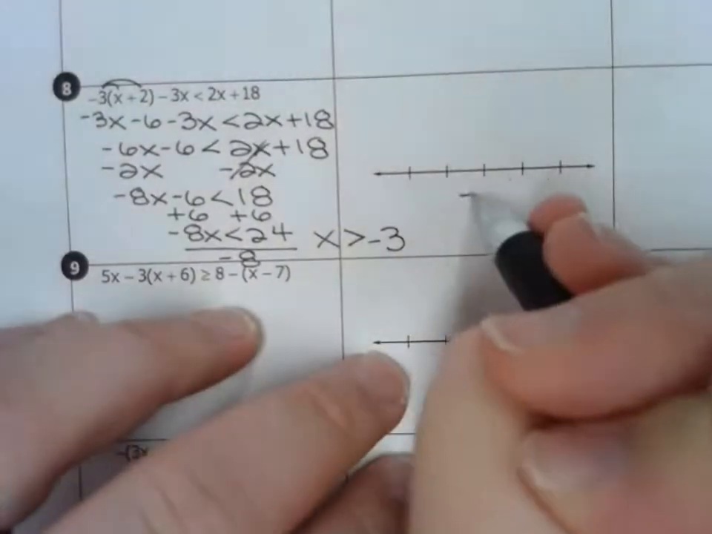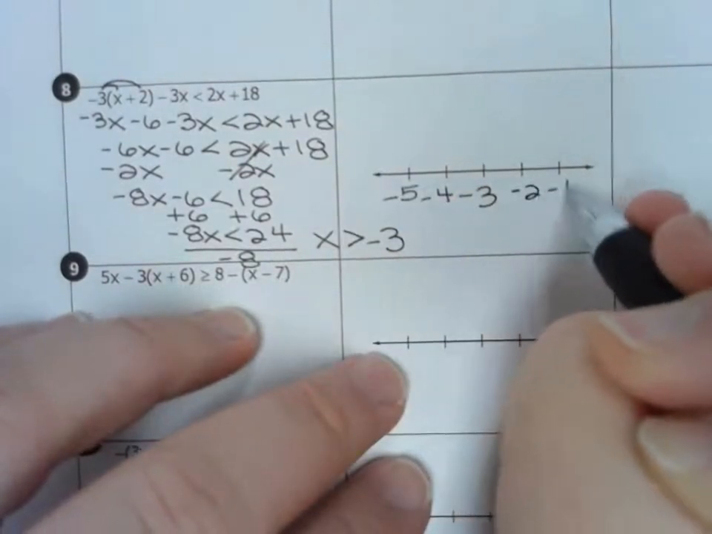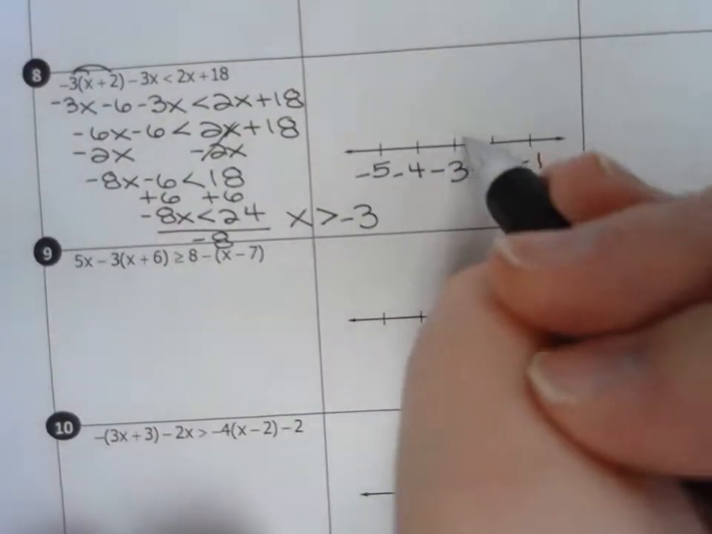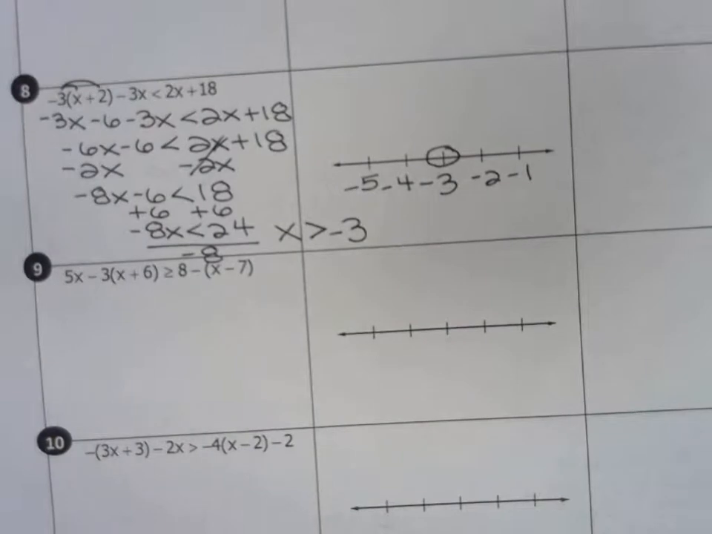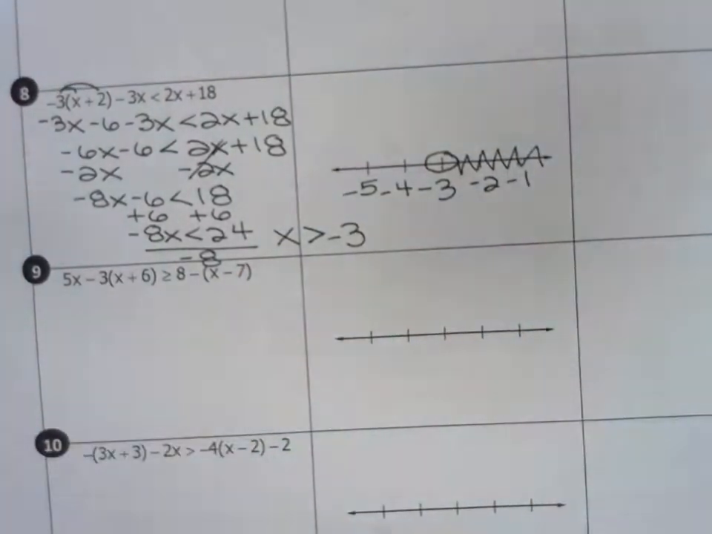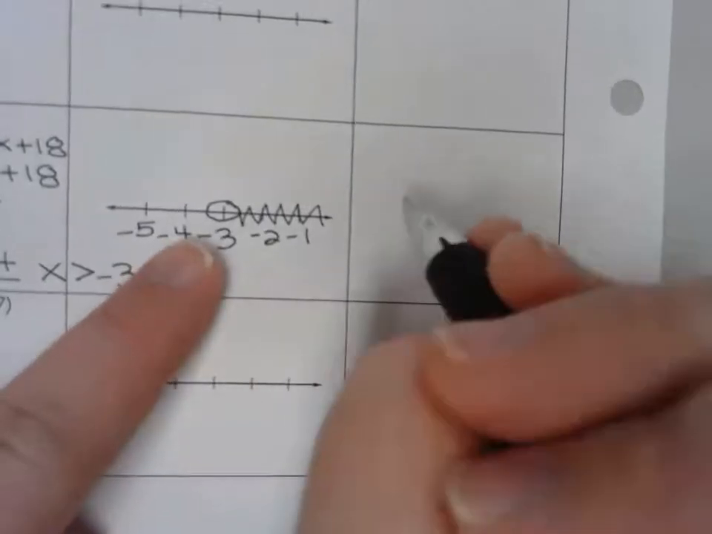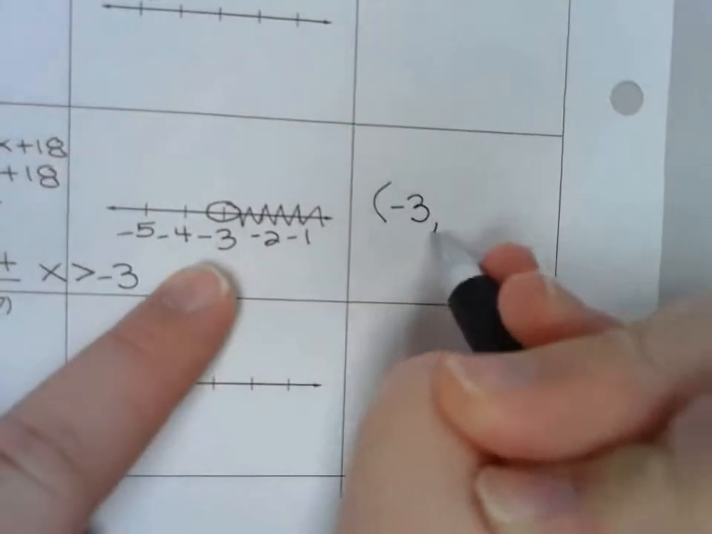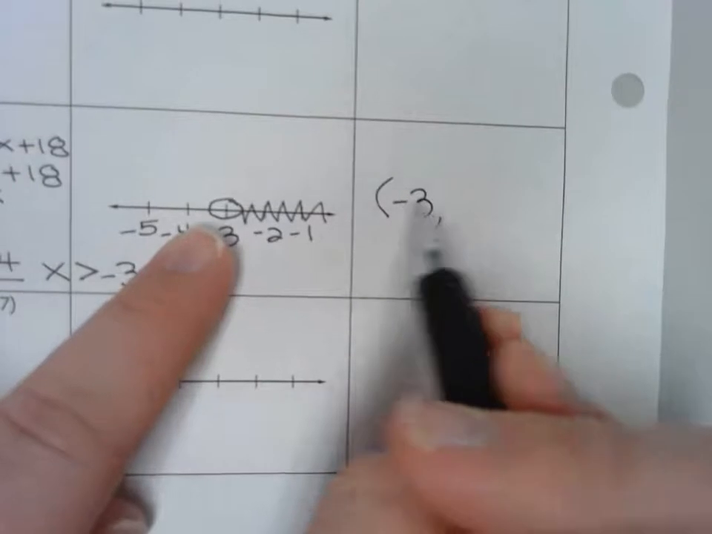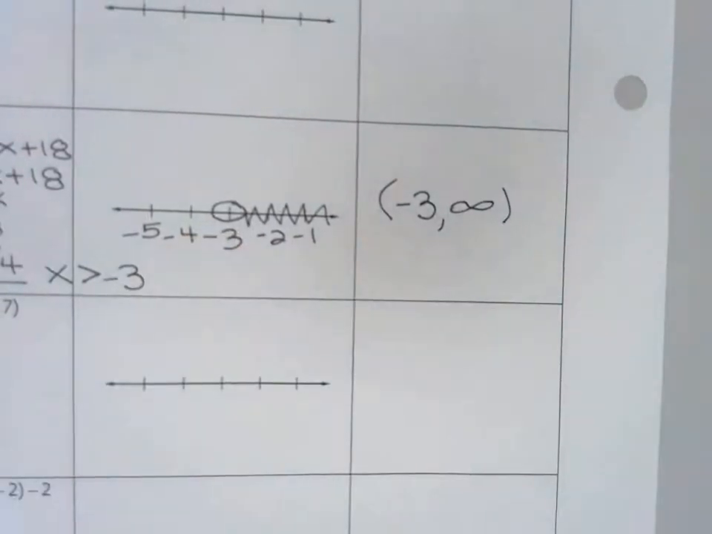So put negative 3 in the middle, negative 4, negative 5 to the left, negative 2, negative 1. It's backwards because it's negative. X is greater than negative 3, so it's an open circle at negative 3. And x is greater than, so I shade to the right. So if I do interval notation, I start from the left. It's an open circle at negative 3. Open circle means I do not include negative 3, so I put parentheses. Negative 3, and I'm going from negative 3 to infinity, and we always use parentheses with infinity.